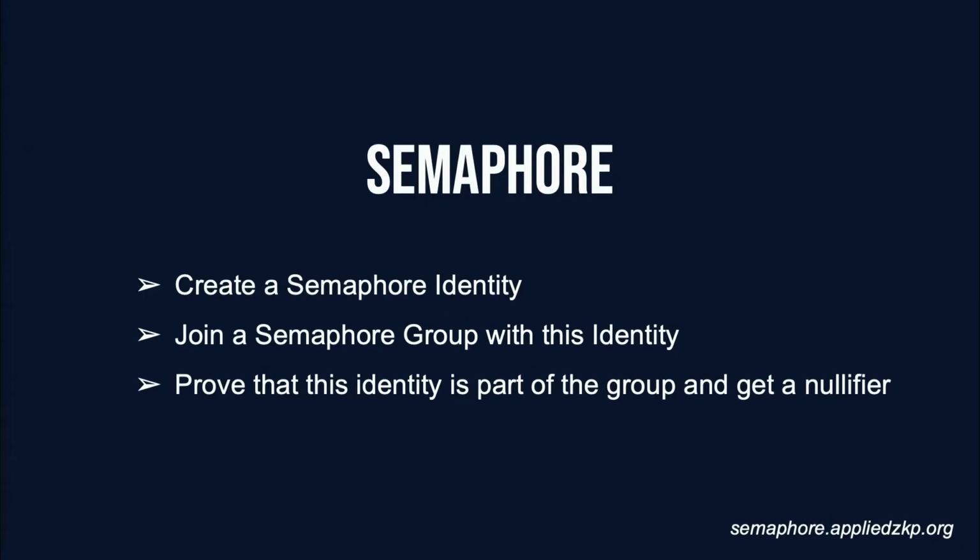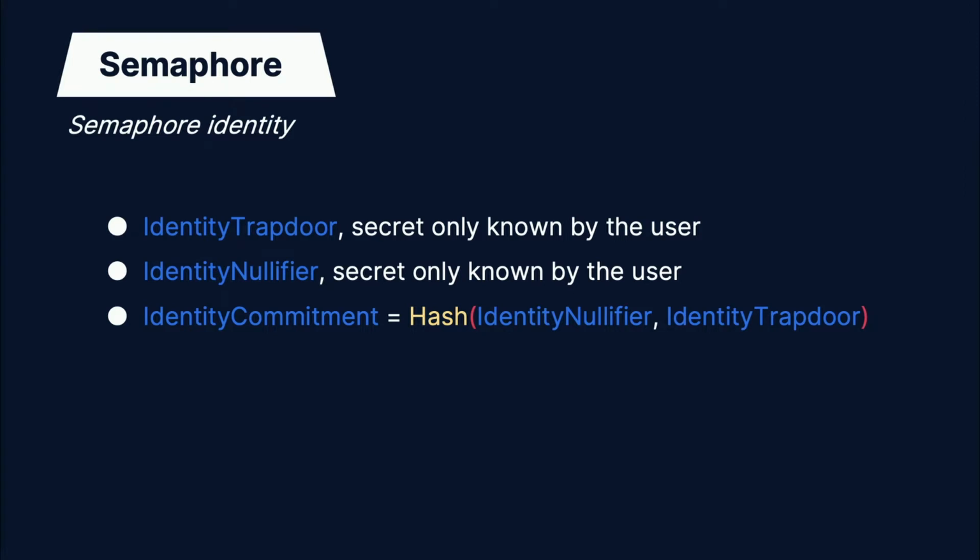In Semaphore, you first create a Semaphore identity. You then join a Semaphore group with this identity, and you are able to prove that this identity is part of the group, and you will be able to get a nullifier for this proof. The Semaphore identity is constituted of an identity trapdoor and an identity nullifier. They are just secrets known only by the user and generated in the browser, for instance. And then you have an identity commitment, which is a hash of these two secrets.